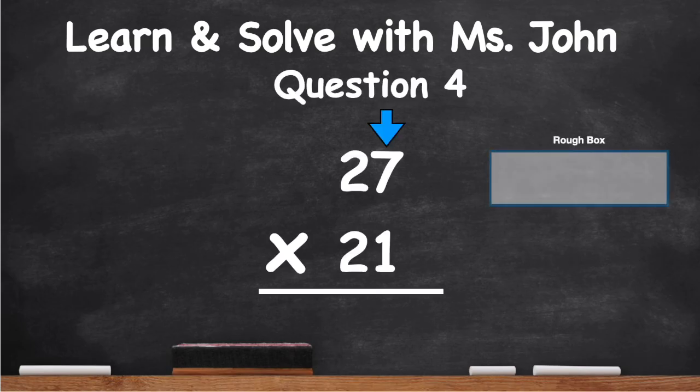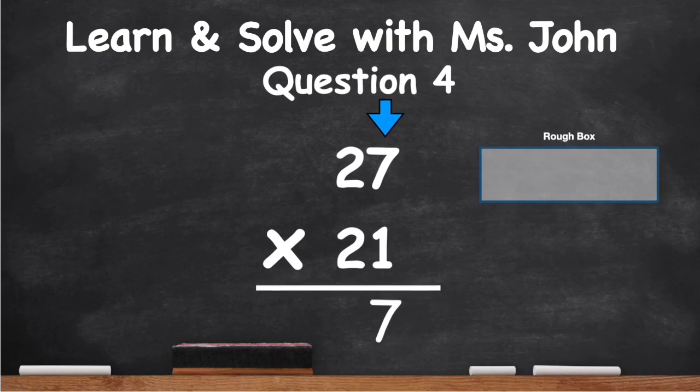So let's draw the rough box, and in the rough box, we're going to do 1 times 7. So let's write 1 times 7. 1 times 7 equals 7. So we're going to bring 7 down to the ones column of the answer section. Now we're going to write in the rough box 1 times 2. So 1 times 2 equals 2. So let's bring the 2 down to the tens column of the answer section.